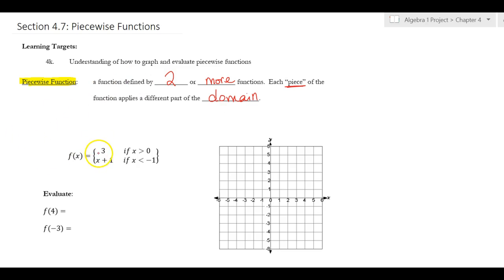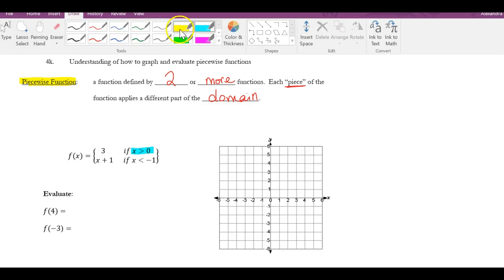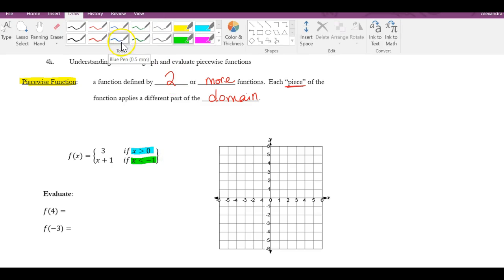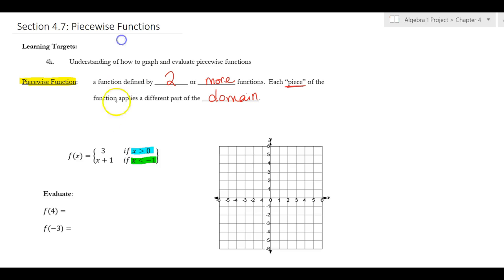So here's an example of a piecewise function that has two functions. Okay? What you're going to really focus on is the two different domains. I have a domain when x is greater than 0, and then I have a domain when x is less than -1. Alright, so let's go ahead and evaluate first, and then we'll try and graph.